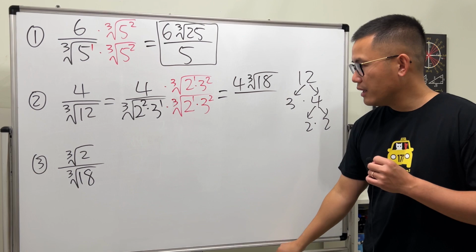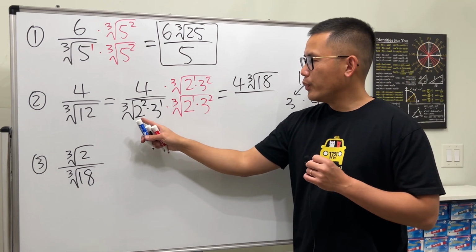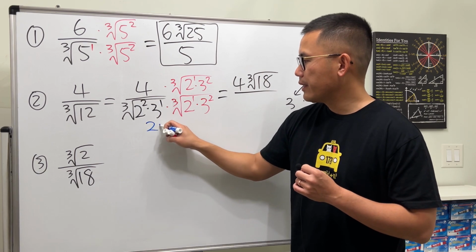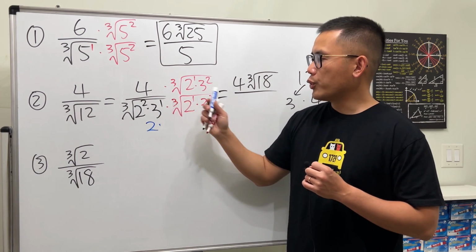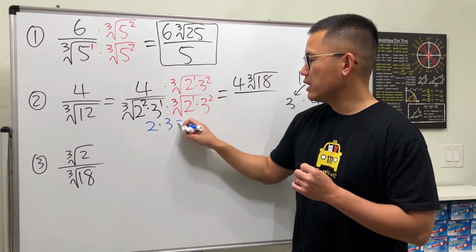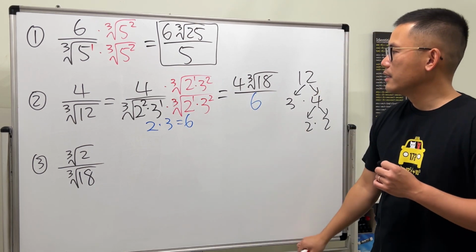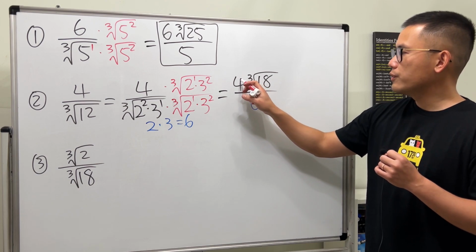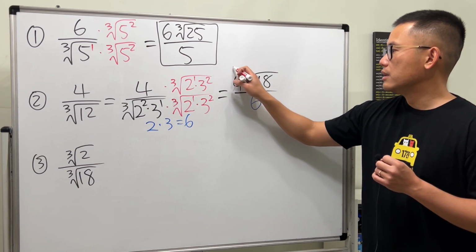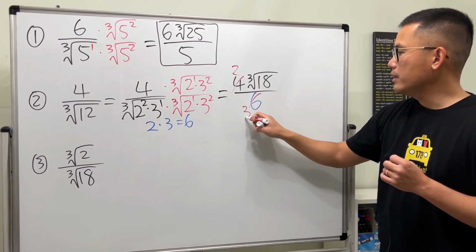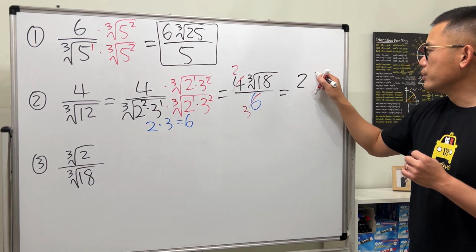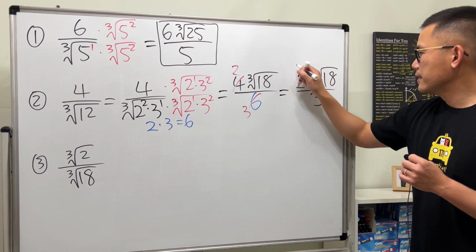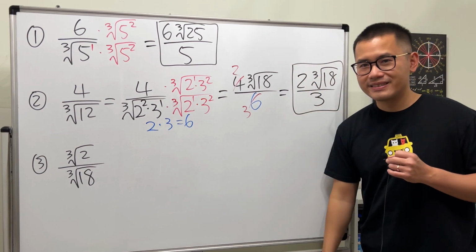That's what we have. But for the bottom, we will just have 2 to the third power in the cube root, which is just a 2. 3 to the third power in a cube root, which is just a 3, which will get a 6. So that's what we have for now, but notice 4 and 6 can be reduced. So divided by 2, divided by 2, final answer 2 cube root of 18 over 3. And then we are done, just like that.